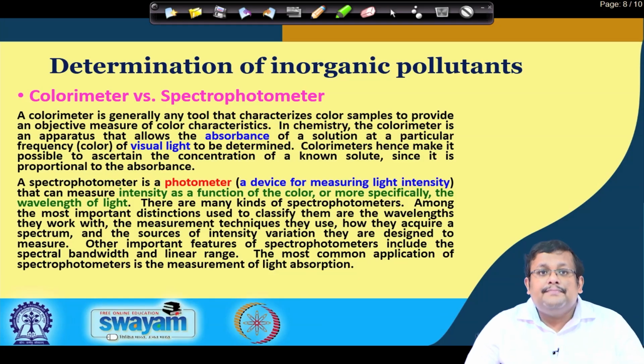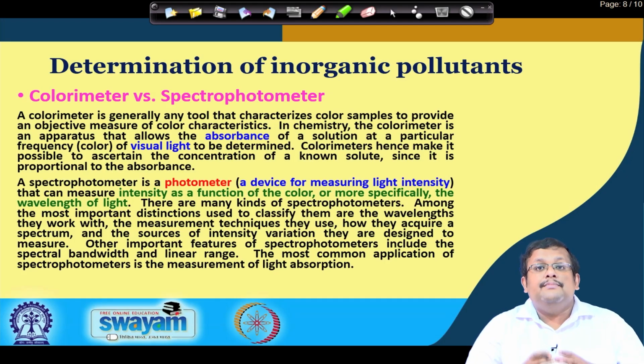What is the difference? A colorimeter is generally any tool that characterizes color samples. The name colorimeter comes from the color. So, basically they characterize color samples to provide an objective measure of color characteristics. In chemistry the colorimeter is an apparatus that measures the absorbance of a solution at a particular frequency or color of visible light. So, this is very important. At a particular frequency of visible light, it measures the absorbance by a solution. This is basically the utility of colorimeter.